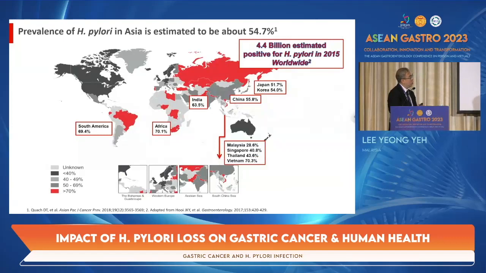Also, if you look at the global prevalence of Helicobacter pylori, almost half of our global population harbors this particular infection, with about 4.4 billion estimated to be positive. And in this part of the world, obviously, we still see a significantly high burden of Helicobacter pylori infection, but there are certain countries, for example, Malaysia, where we only have a prevalence of about 28.6%. There are also countries, for example, in India or even Africa, where Helicobacter pylori infection is high, but their gastric cancer rate is low. So this is what we term the African and the Indian paradox.